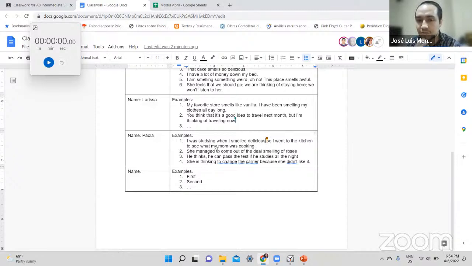So it's correct. The only thing here is going to be, and again, I'm going to give you also these corrections, Paola, that you can use for the TOEFL as well. As this is a complete idea, I was studying when I smelled so delicious. So it means that this is a second set of ideas with a comma. So I went to the kitchen to see what my mom was cooking. But here, because of the context, the idea is going to be a little bit wrong. Why? Because if you say, I smelled, in other words, it's like you are producing the smell. All right? But then you need an object.